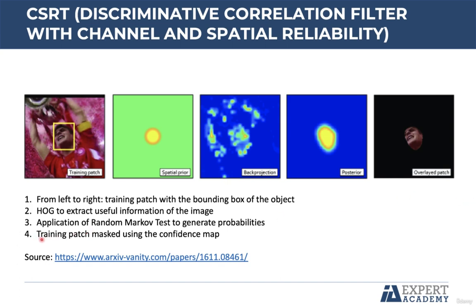Finally, in step number 4, a confidence map is used. In the image, we have only the object with a mask, and at the ends, we have the complete object to be tracked. As you have noticed, this is a more complex algorithm that uses several computer graphics techniques, and the purpose of this lecture is only to present an overview. If you want to know more details, you can read this article for more information.